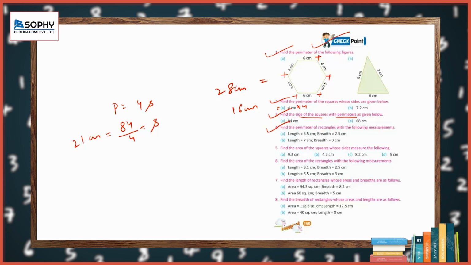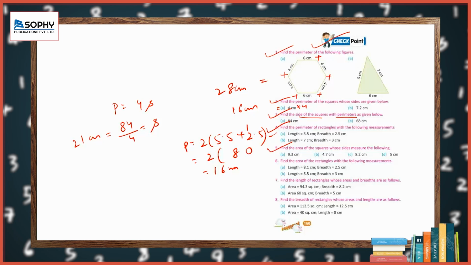In the next one, we have to find the perimeter of the rectangle, students. So that is equal to 2 into length plus breadth, 2 into 5.5 plus 2.5. That is equal to 16 centimeter. Now in the next one, what we have to do, students?